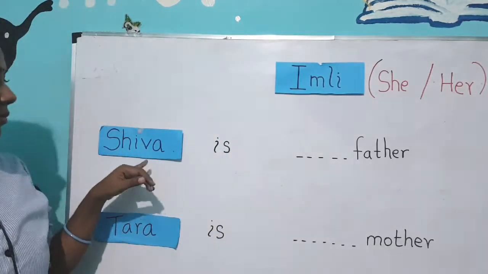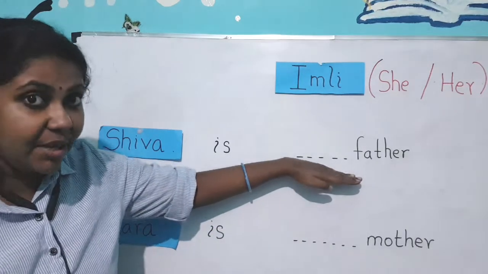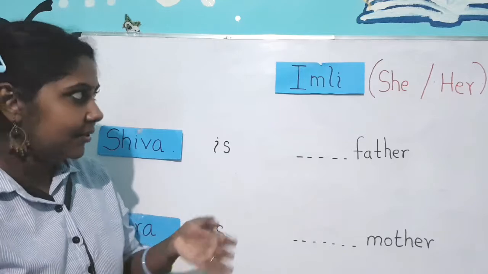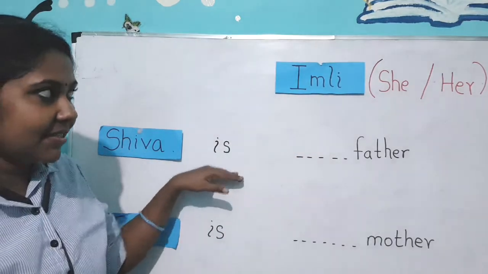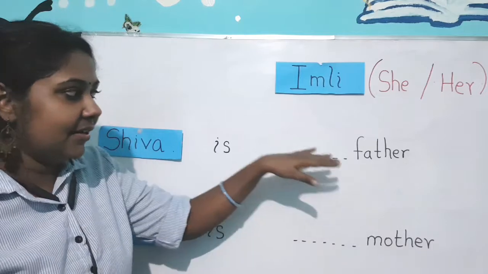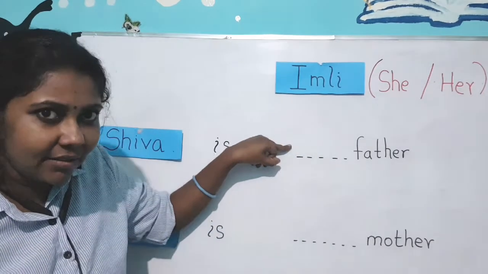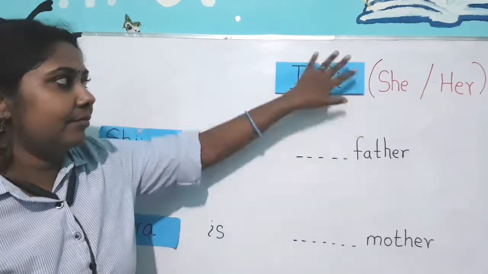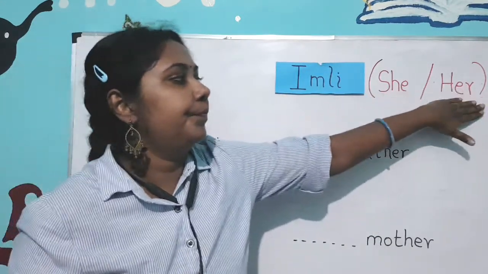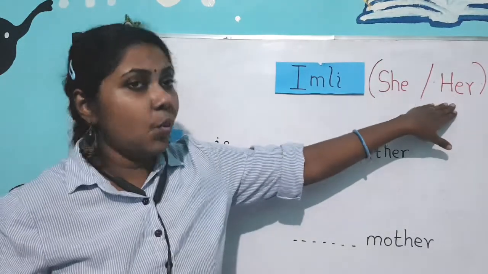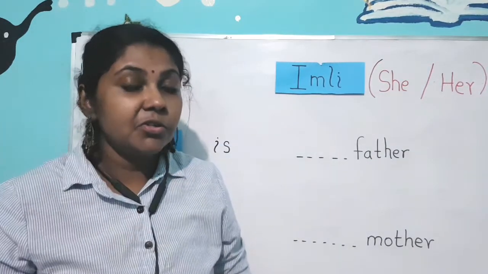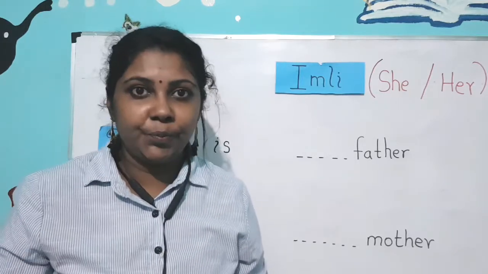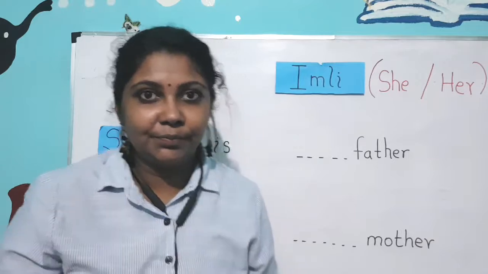Understood? Fill in the blanks. Yes, you have to write. Shiva is Emily's father. Are you going to write here Emily? No. Choose one. One is correct. Choose the correct one. Okay? Do it now.